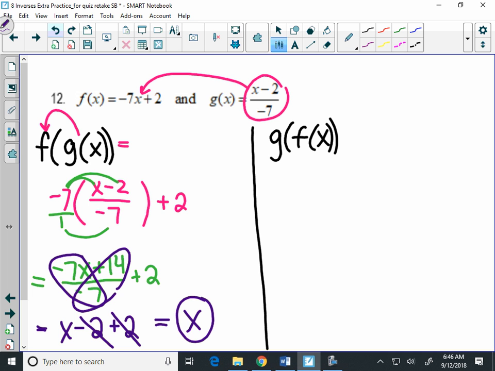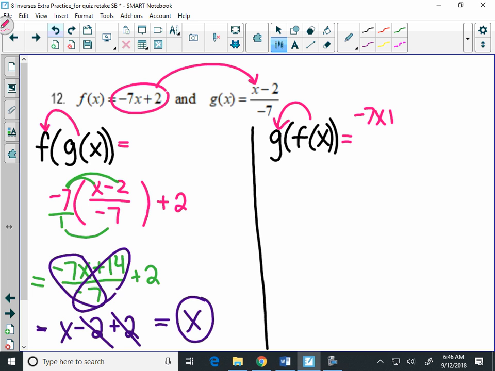Now let's check the other function. This time, we are going to take the function of f and put it into g. So the negative 7x plus 2 is going to go in for x here. So for x, you're going to write negative 7x plus 2, that whole function, minus 2 over negative 7.